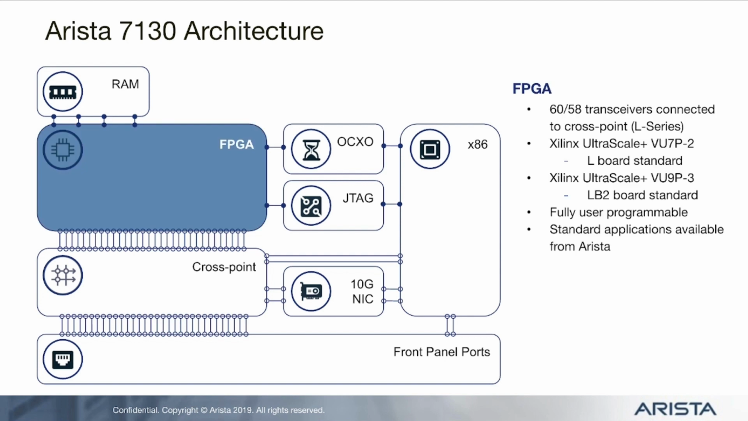The Xilinx UltraScale Plus VU7P-2 is used in Arista 7130L series devices, while the UltraScale Plus VU9P-3 is used in the Arista 7130LB series devices. The latter FPGA is more powerful, and we can run some more advanced applications such as Switch App on these platforms. All FPGA transceivers are connected through the crosspoint for maximum flexibility.